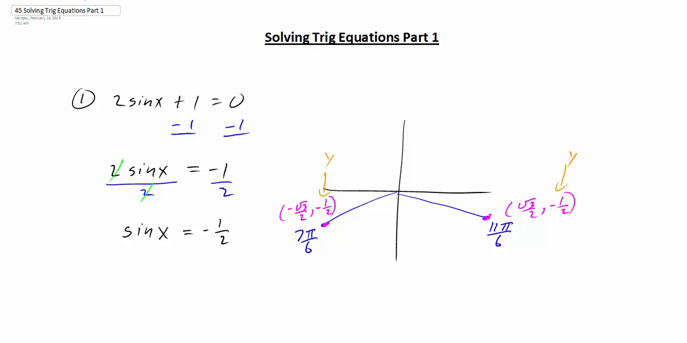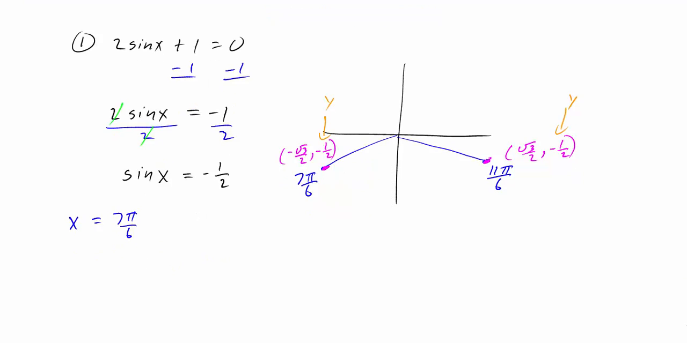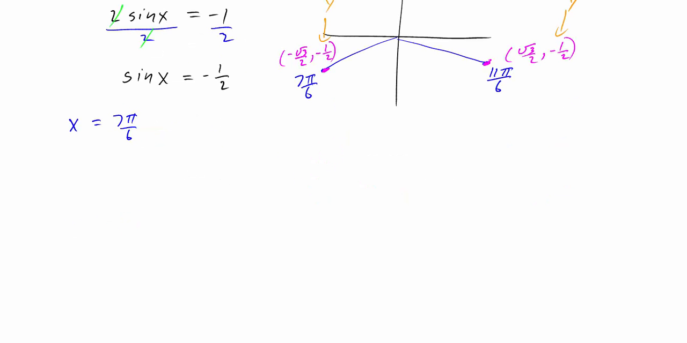So what we're going to do then is that tells us that x is going to be equal to either the angle 7 pi over 6 or 11 pi over 6. Now, we want to look at this. If we look at the angle 7 pi over 6 first, let me redraw this here. If we're strictly looking at this one angle for right now, this is the angle 7 pi over 6.